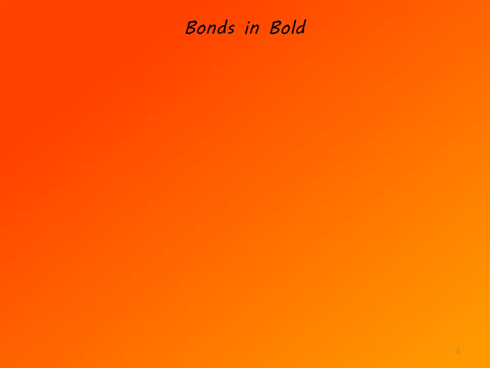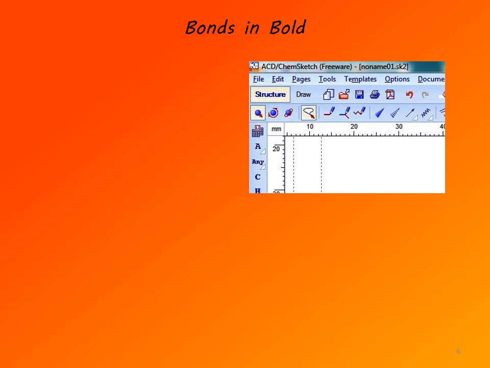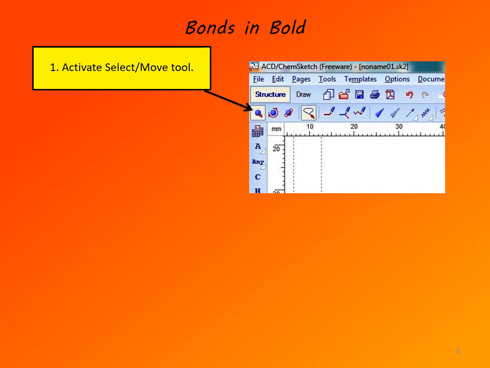Sometimes, for emphasis, you may have to represent certain bonds in bold, and that may be necessary as a part of your exam. There is no direct command on a command bar or a task bar where you can select it to convert a bond into a bold bond. So you may have to do it in a little bit roundabout way. On the command bar right under Structure, the far left command is the select or move tool. You need to click on it to activate it. So activate the select or move tool, the far left tool under Structure.